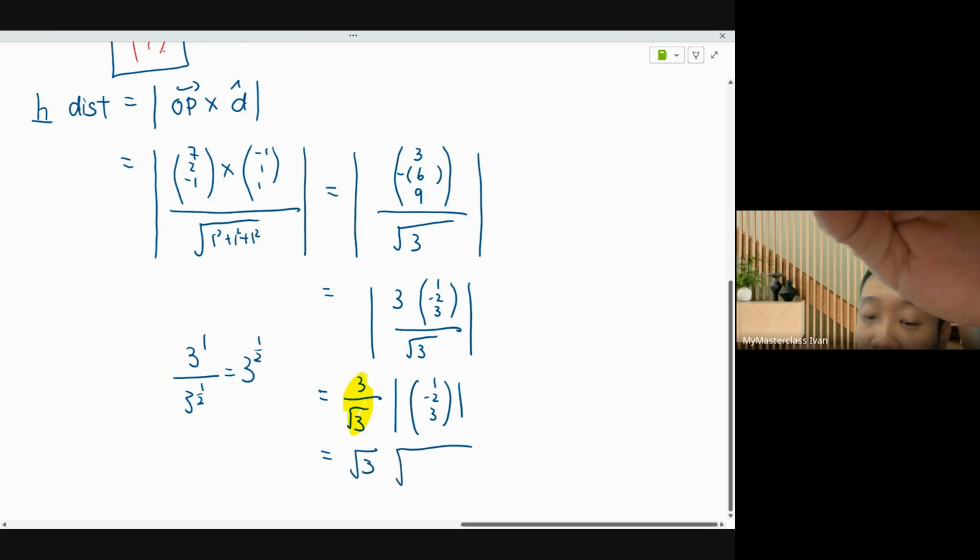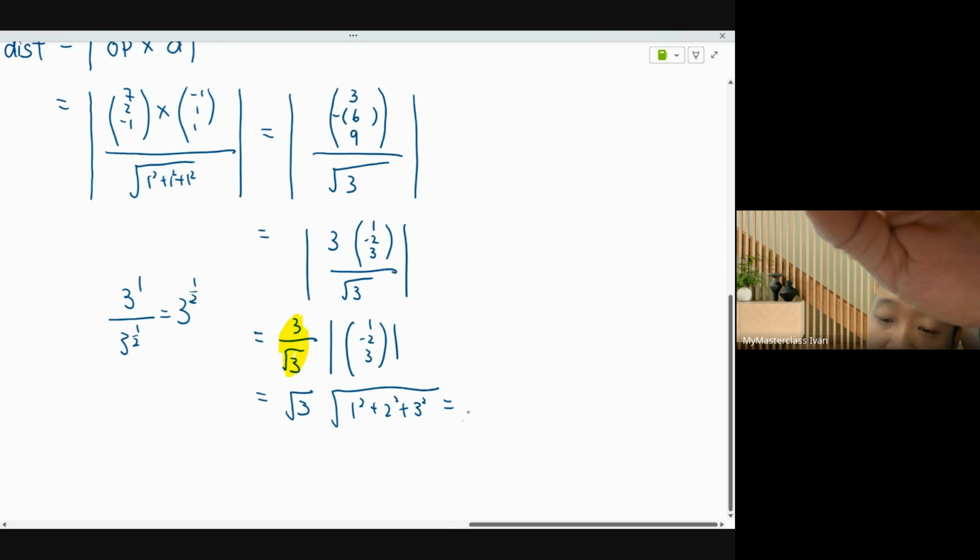This one, find the modulus: 1 squared plus 2 squared plus 3 squared. And then you will get your final answer. Square root 3 times square root, this is 14. So the final answer is square root 42.